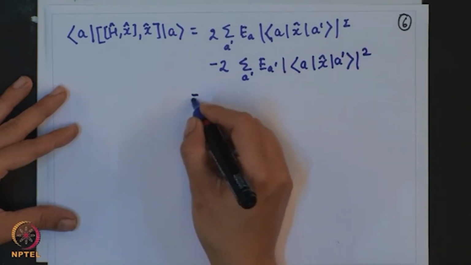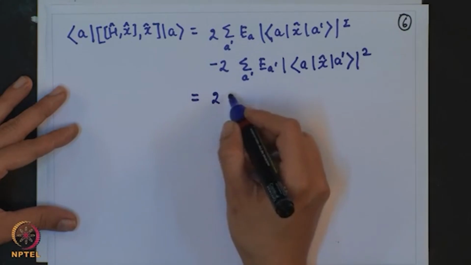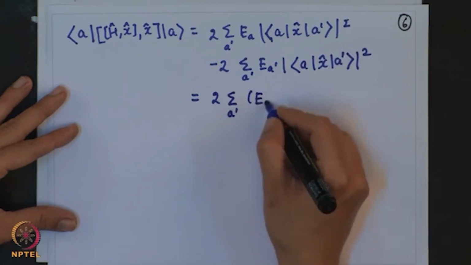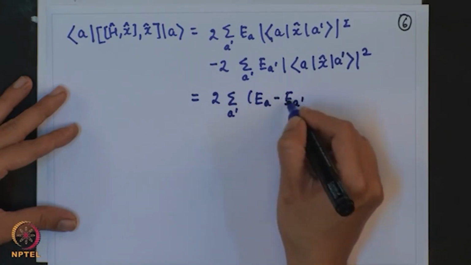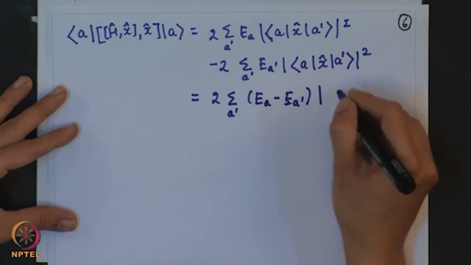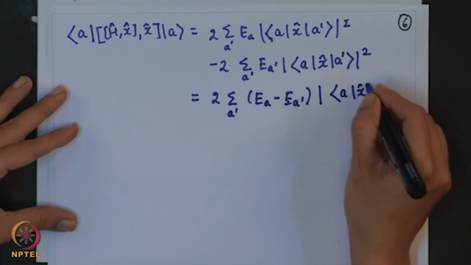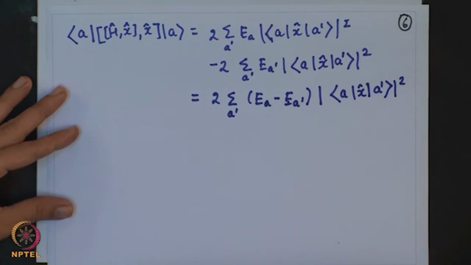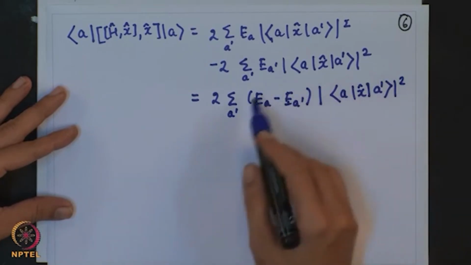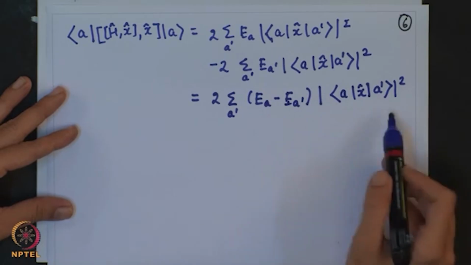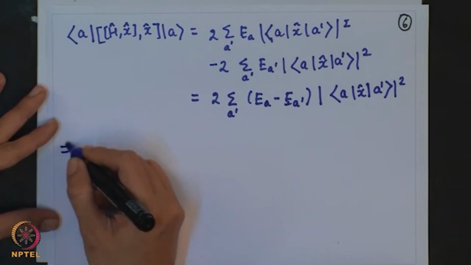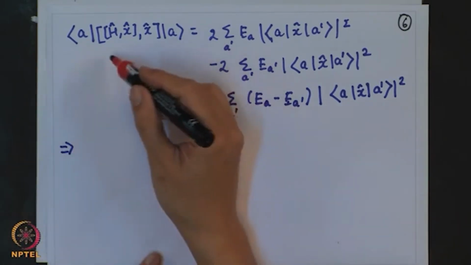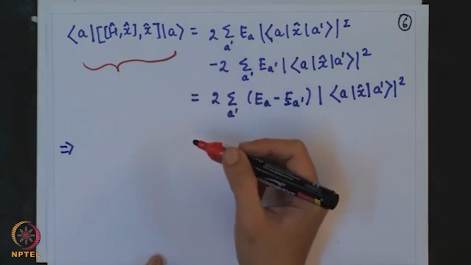Correct? I will just rewrite it, or just simplify it, to (E_A minus E_A') times the square term. Correct. Now, what we want is only this term. So from this, what do we get? We know the value of this term. We have calculated the value of this term.